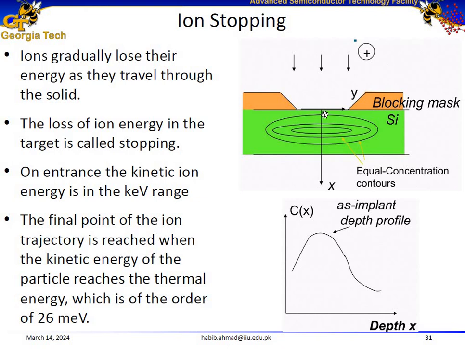Once these ions enter the surface of the material, they start losing energy, eventually coming down to a point where they kind of become stationary. They are only left with the thermal energy of the order of 26 millielectron volts.